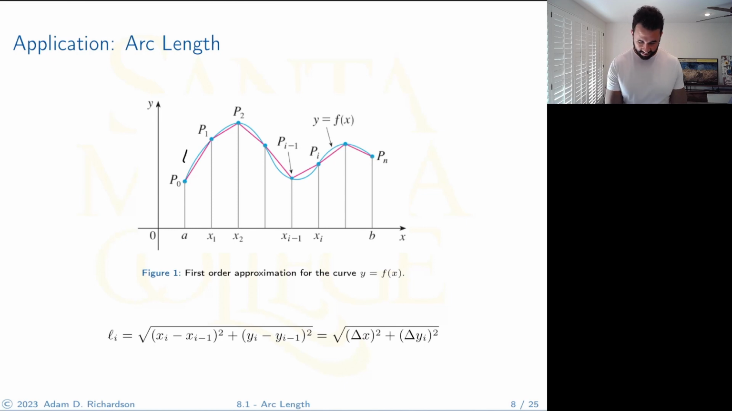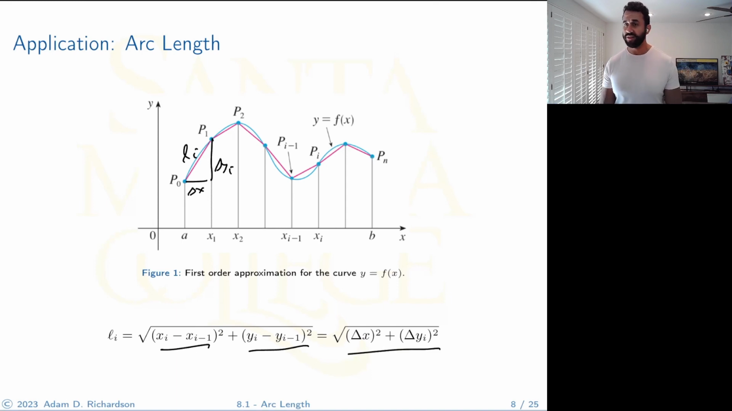What is L sub i? Remember I called that L sub i? It's this: delta x squared plus delta y sub i squared, where delta x is x sub i minus x sub i minus 1 and delta y sub i is y sub i minus y sub i minus 1. And that is the length of each one of those approximating line segments.